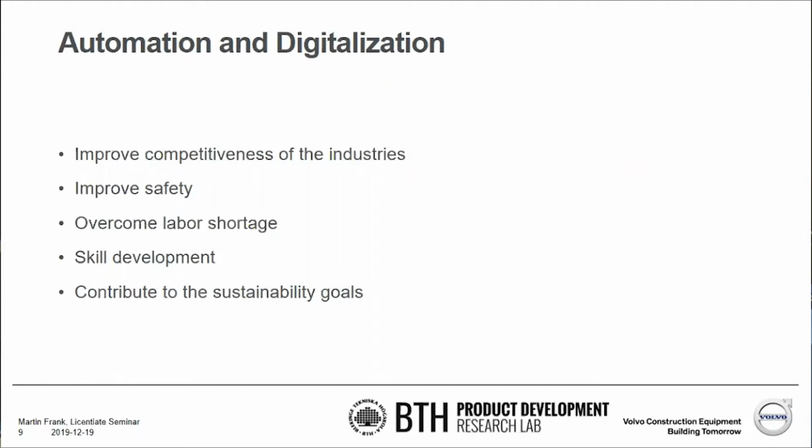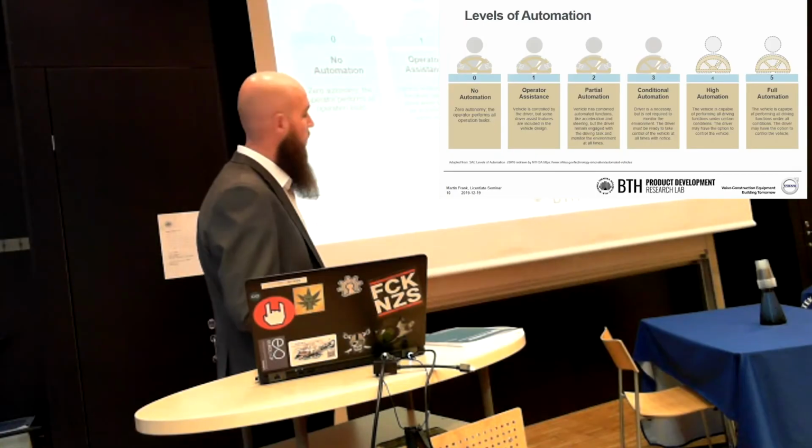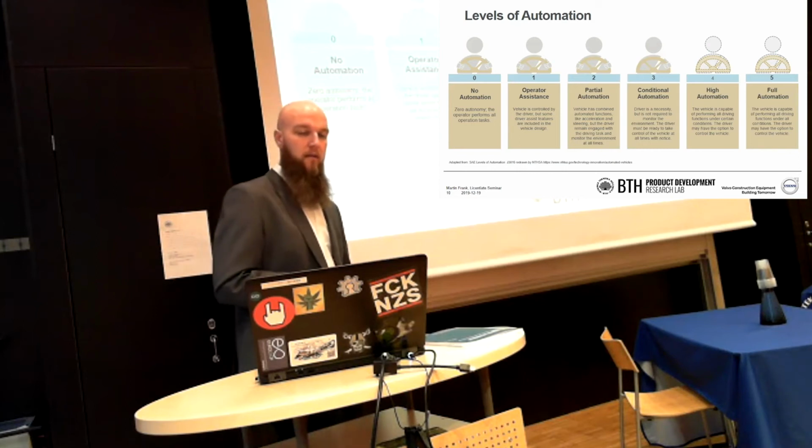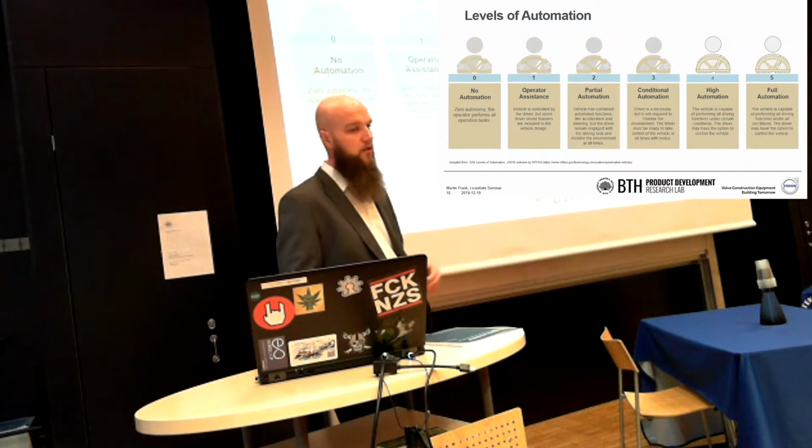But let's talk a little bit about automation. A lot of you have maybe heard about autonomous driving, the autonomous car, and usually it's defined by automation levels. I just redrew this picture from the SAE, where we have 6 distinct levels of automation, ranging from no automation to full automation.